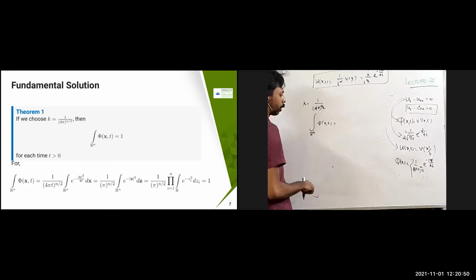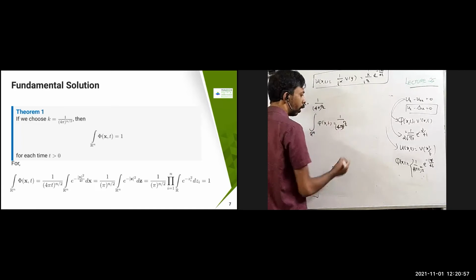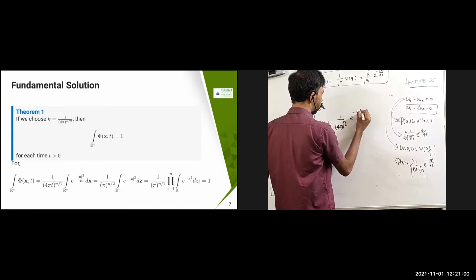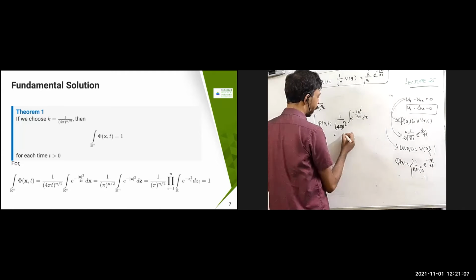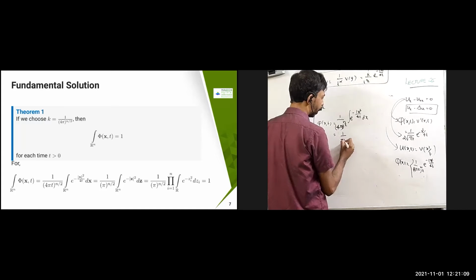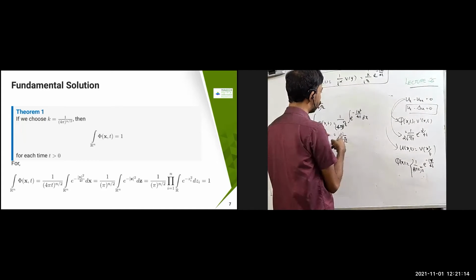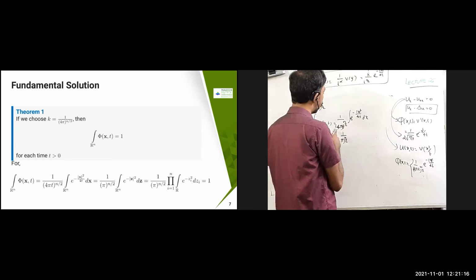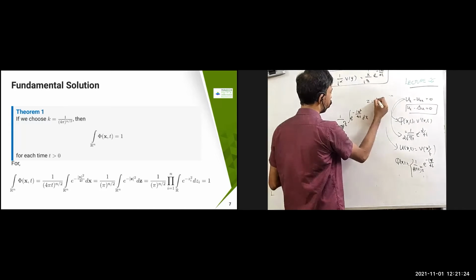The integral of Φ(x,t) is going to become (1/4πt)^(n/2) times e^(-|x|²/4t) dx. This is going to become (1/π)^(n/2). I am using the substitution z equal to x by root 4t, and once you use that, there is a dz going to come. So put z equal to x by root 4t.